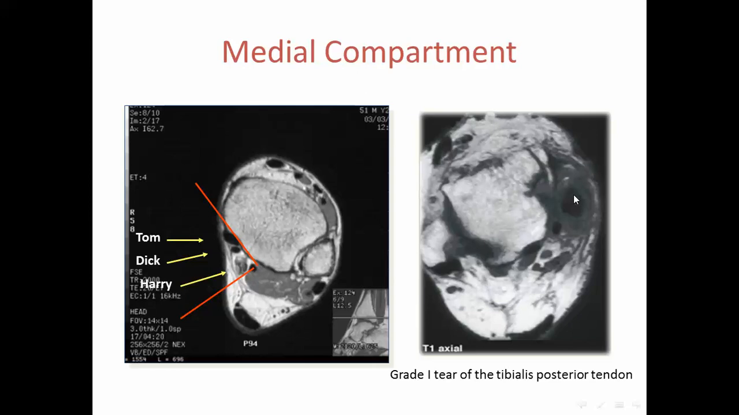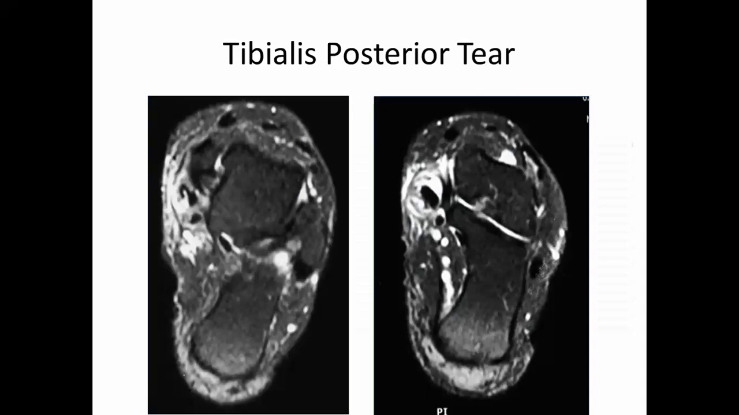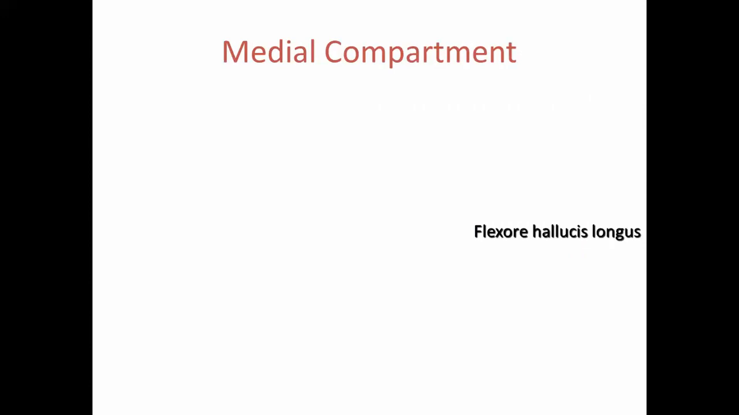For the flexor digitorum and the flexor hallucis, here again is still the tibialis posterior tear. This one is tibialis posterior tear. There is minimal fluid around the flexor digitorum and flexor hallucis tendons.